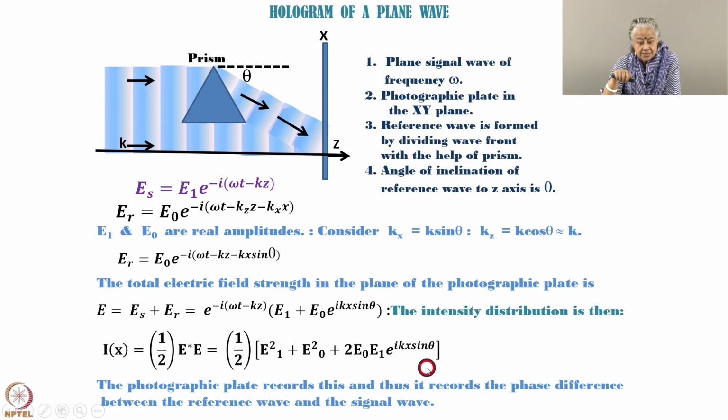So the moment there is a cosine term, it is an undulating intensity. Undulating intensity means it is an interference pattern. So it is an interference pattern like this. So this is the intensity which you will get on the xy plane.